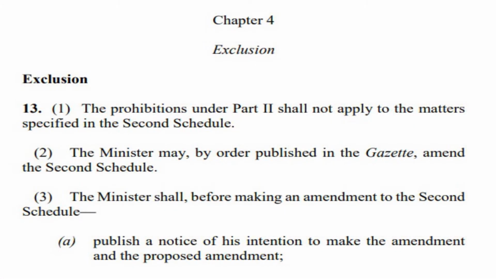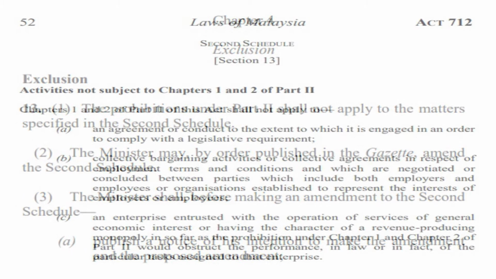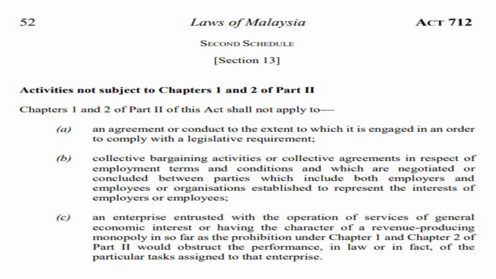And to finish off this video, I'm going to be going to Section 5, 6, and 8. Unlike Section 3, Section 13 is when you can be excluded by the minister again. However, under the second schedule, not the first schedule. The second schedule says that you can be excluded by the Competition Act if you fulfill A, B, C, which is an agreement or conduct to comply with a legislative agreement, a collective agreement, and finally an enterprise entrusted with the operation of services of general economic interest.